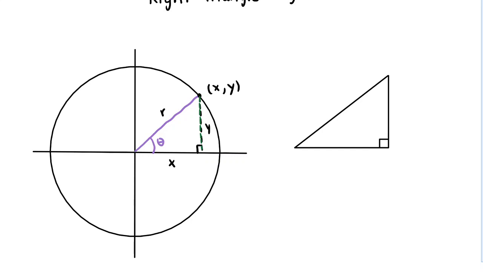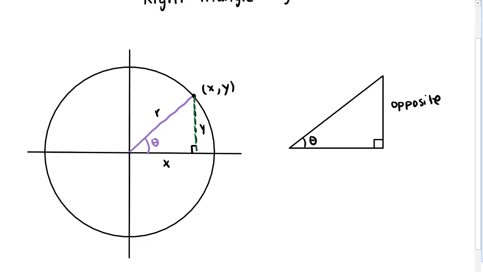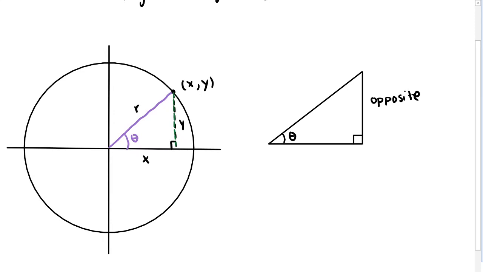So if I have some right triangle, and I have some angle theta in this triangle, I can compute our trigonometric functions in terms of the sides of this triangle, where the opposite side is the one opposite to our angle, and then we have an adjacent side to our angle, and then we have the hypotenuse, which is opposite the right angle.